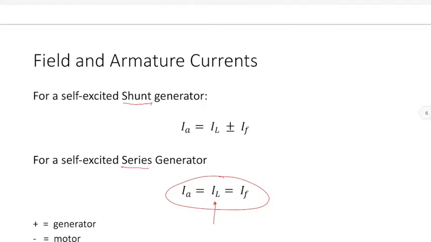But for a shunt generator, the armature current is equal to the line current plus or minus the field current. This also depends on whether our machine is used as a generator or as a motor. So for a generator we use the plus sign, because the field current adds to the armature current.